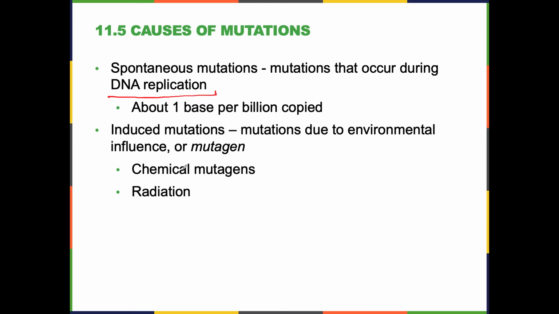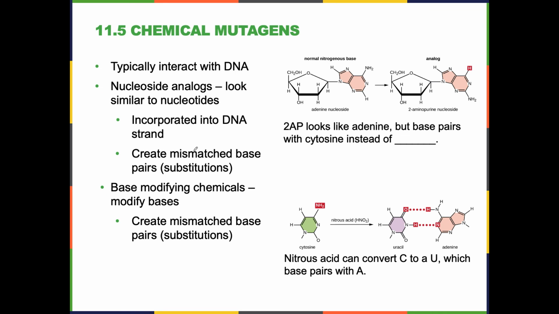Mutations, however, can also be induced, right? Sometimes things can happen in the environment that can increase the mutation rate, and these are what we call mutagens. So mutagens are basically things that increase the rate of mutation, and there are two general mutagens we will talk about: chemical mutagens and radiation, and their mechanism really depends on what exactly they do. Okay, so we'll start off by talking about chemical mutagens.